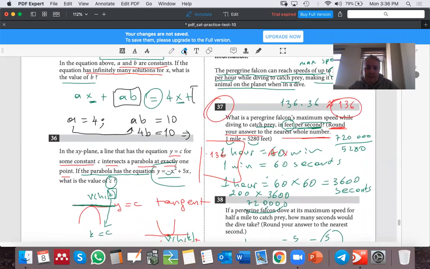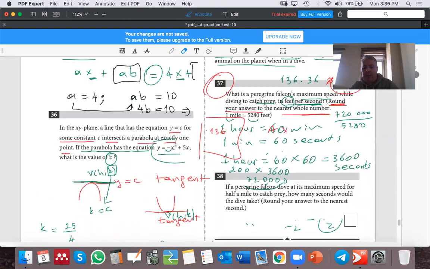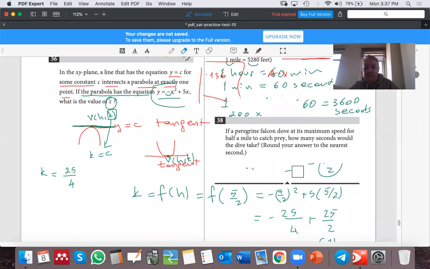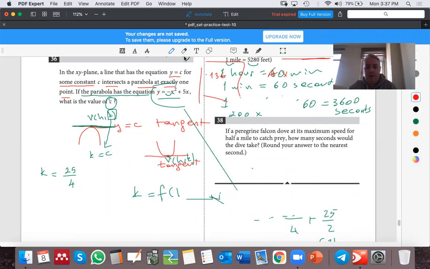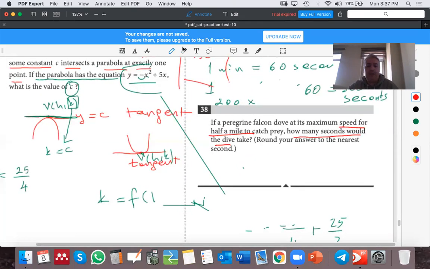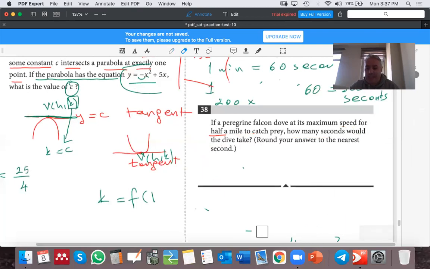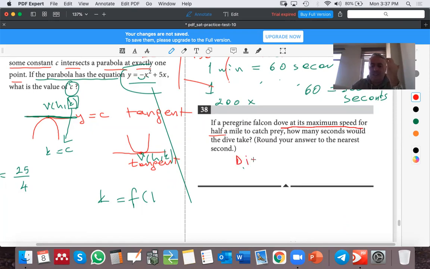Now, let's go. Question 38. Yeah, same, by using the same information. What does it say? Oops, let's clean. If a Persian falcon dove, which is the simple past of dive, at its maximum speed for half a mile, how many seconds would the dive take? Very good. So it says that this animal gets its maximum speed for a half mile. So you know what the distance is?